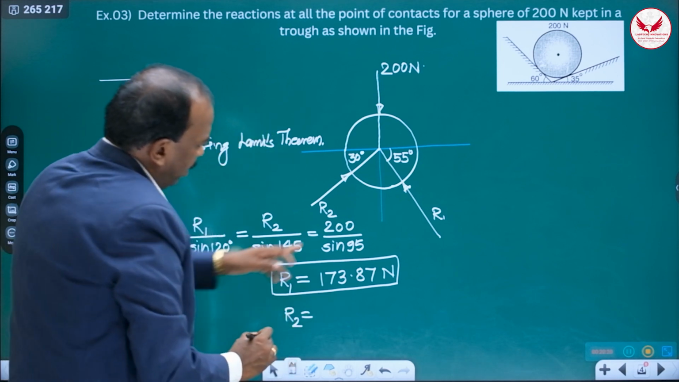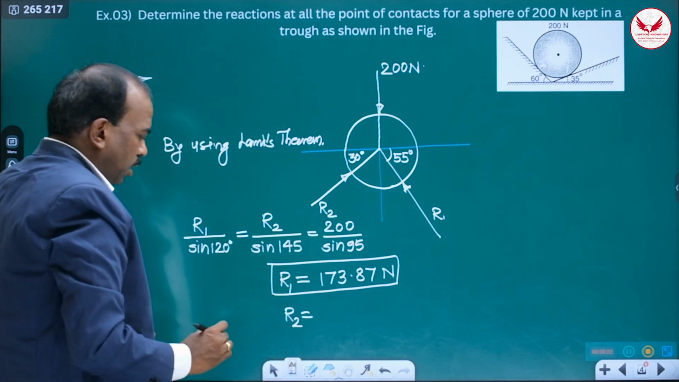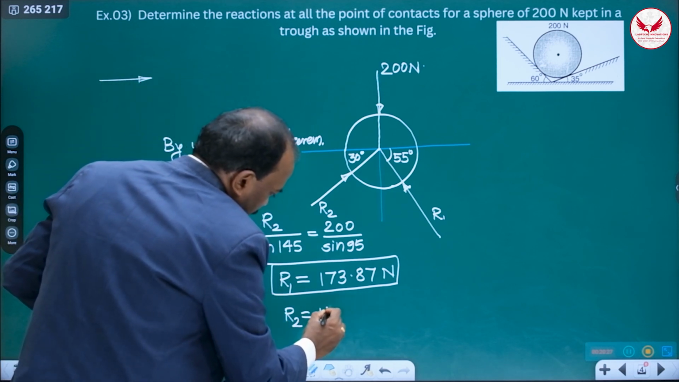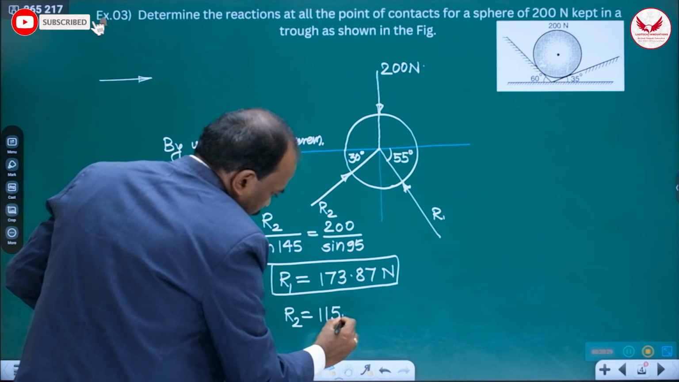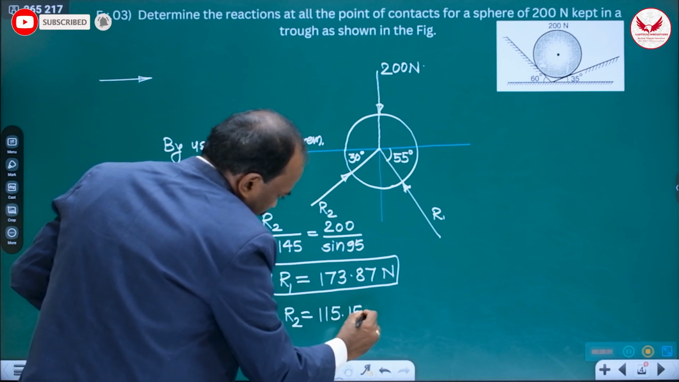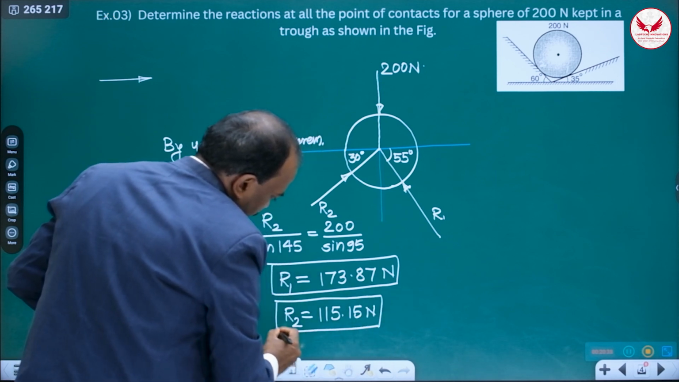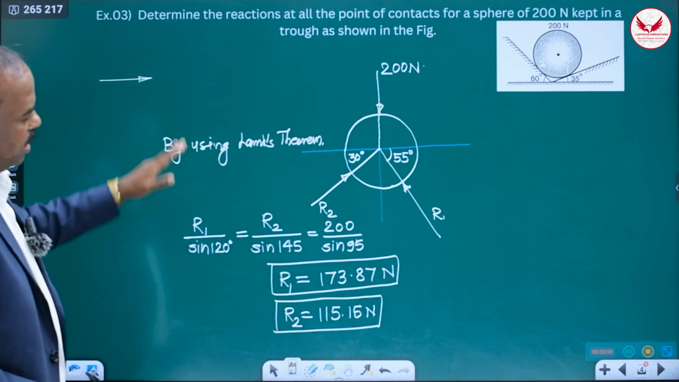R2 will be the same known ratio into sine 145, and this is going to be 115.15. You have to make the calculations neatly and make the calculation twice. Check it and then you go ahead. So these are the answers.